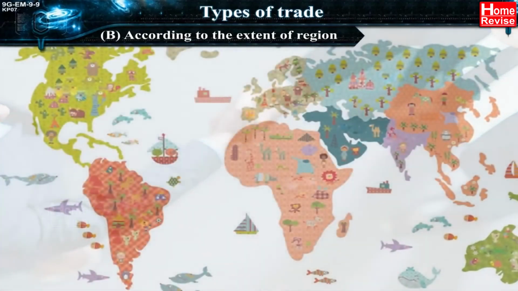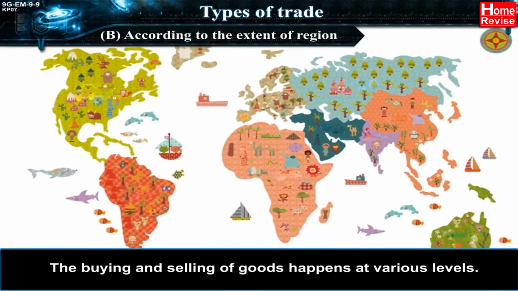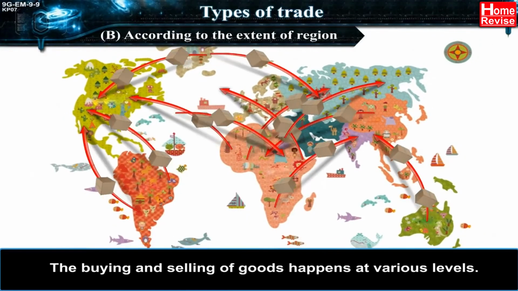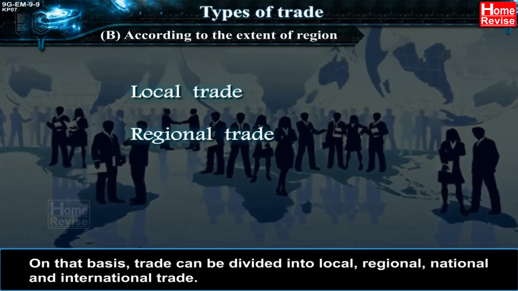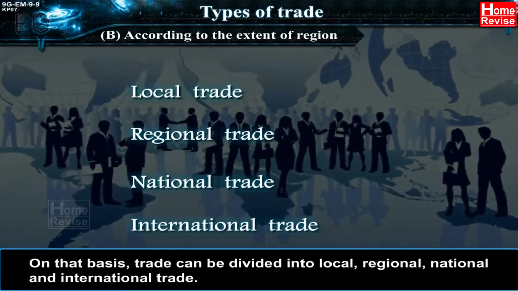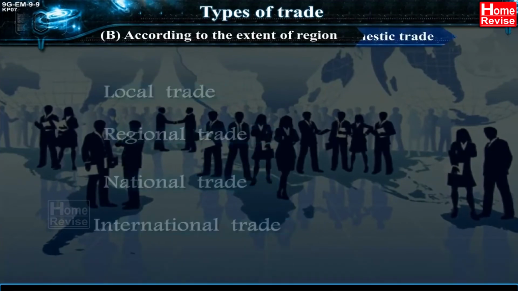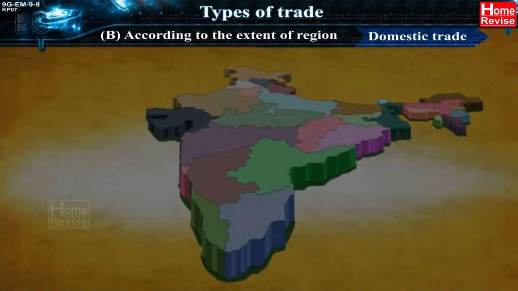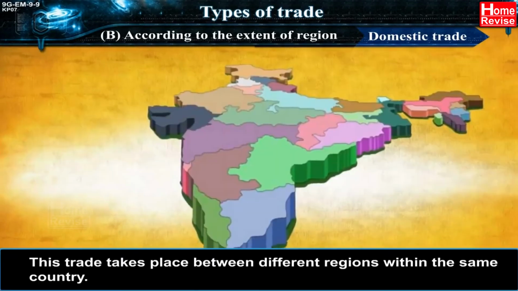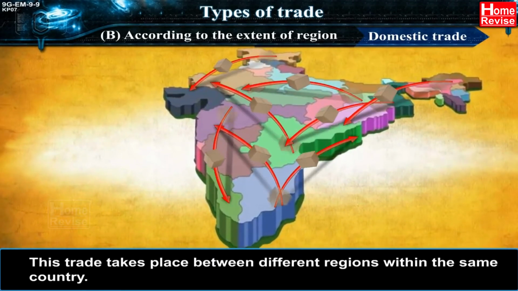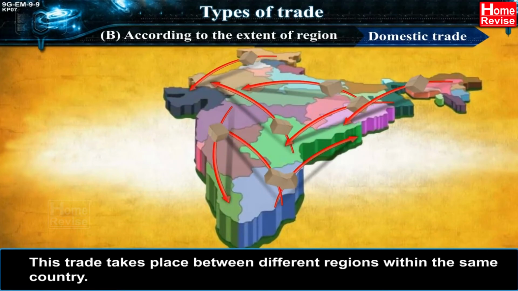B. According to the extent of region. The buying and selling of goods happens at various levels. On that basis, trade can be divided into local, regional, national, and international trade. Domestic trade or internal trade. Internal trade means exchange of goods and services within the subdivisions of a region. This trade takes place between different regions within the same country.